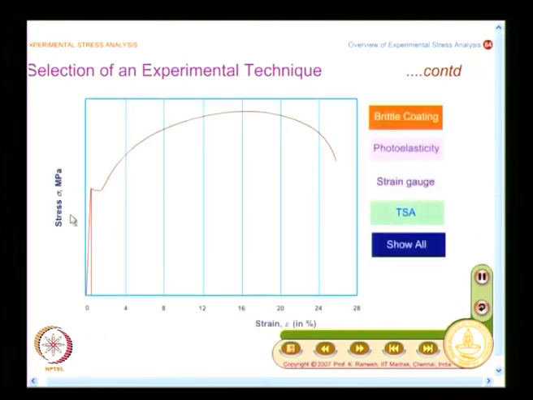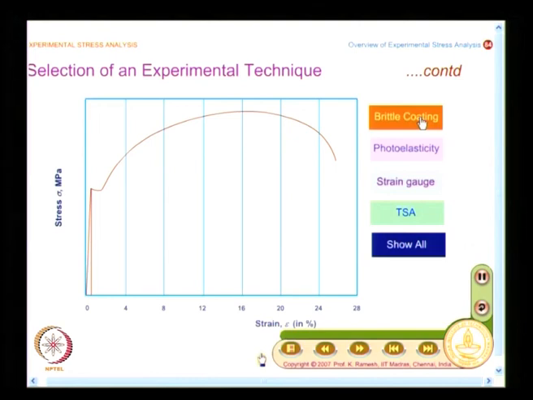And I have taken a typical stress strain graph. The idea is to show that I have a very small elastic region and a very large plastic region. What we will look at is, you make a sketch of this stress strain curve, a typical curve, and we will go one after another: brittle coating, photoelasticity, strain gauge, thermoelastic stress analysis. In which range can you use it? Because a visual representation always helps to quickly identify whether I am working in the elastic or plastic region.